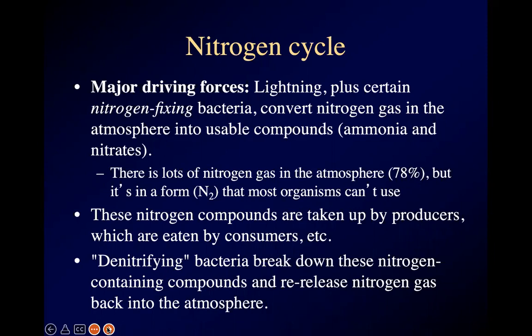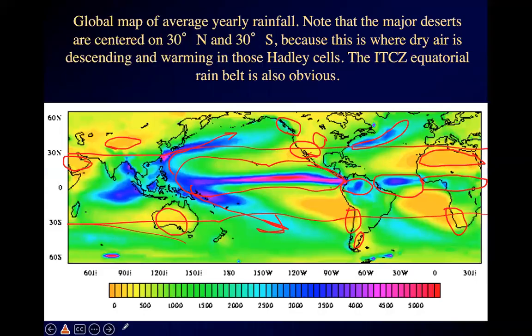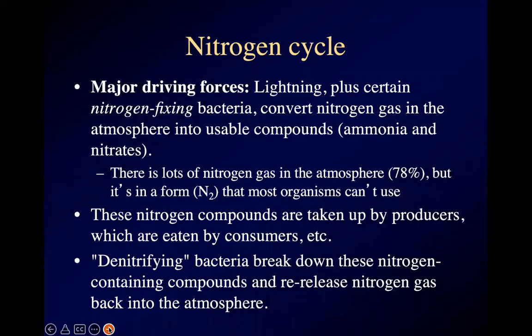Ultimately, there are certain bacteria called denitrifying bacteria that, as part of their metabolism, break down nitrogen compounds and put nitrogen gas back into the atmosphere. So with help from lightning, it is bacteria that are running the nitrogen cycle for us.